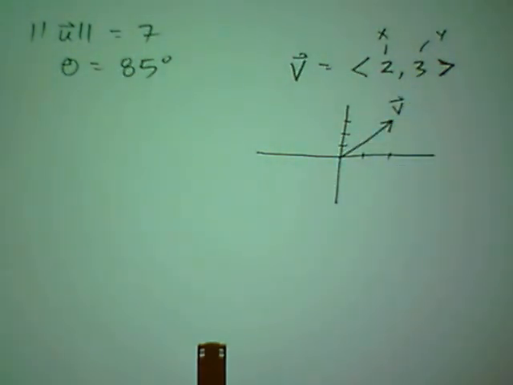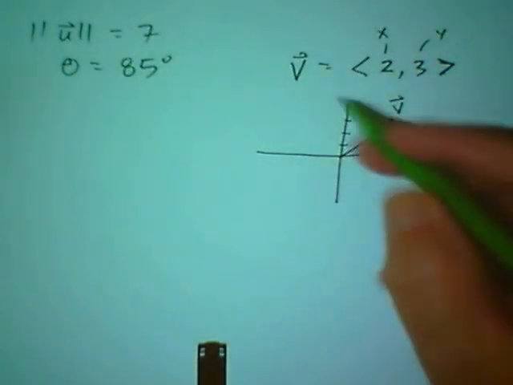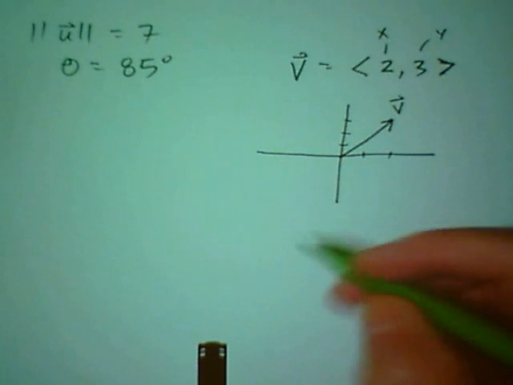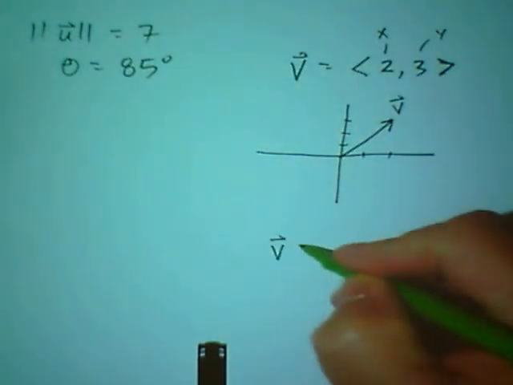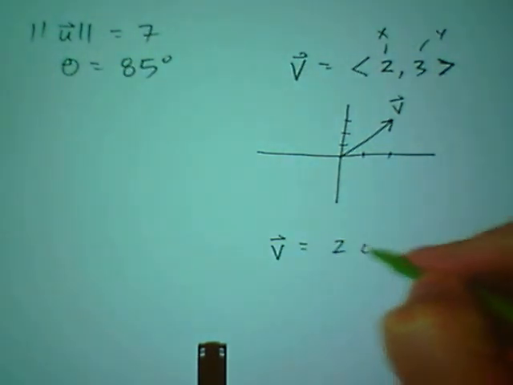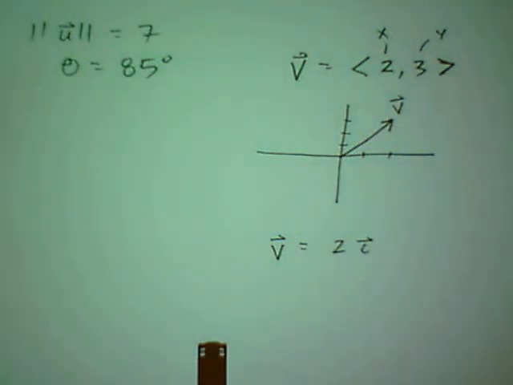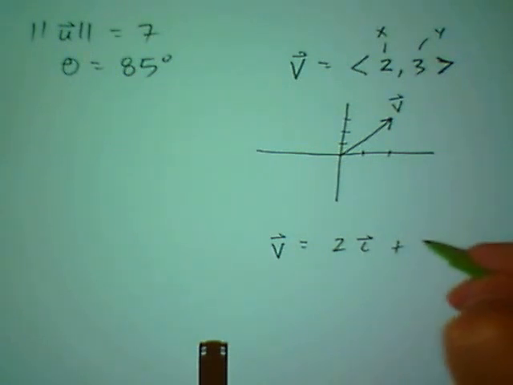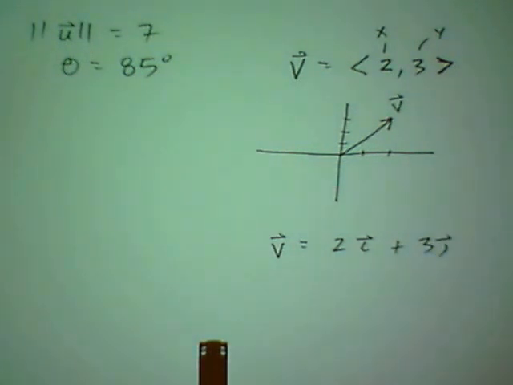So here's (2, 3), there's vector v. However, there's a second way they like to denote vectors, and that's by using i and j. It's very simple to see from this notation. The i is like the x part of it, plus 3j. So these are two of the ways they like to display a vector.